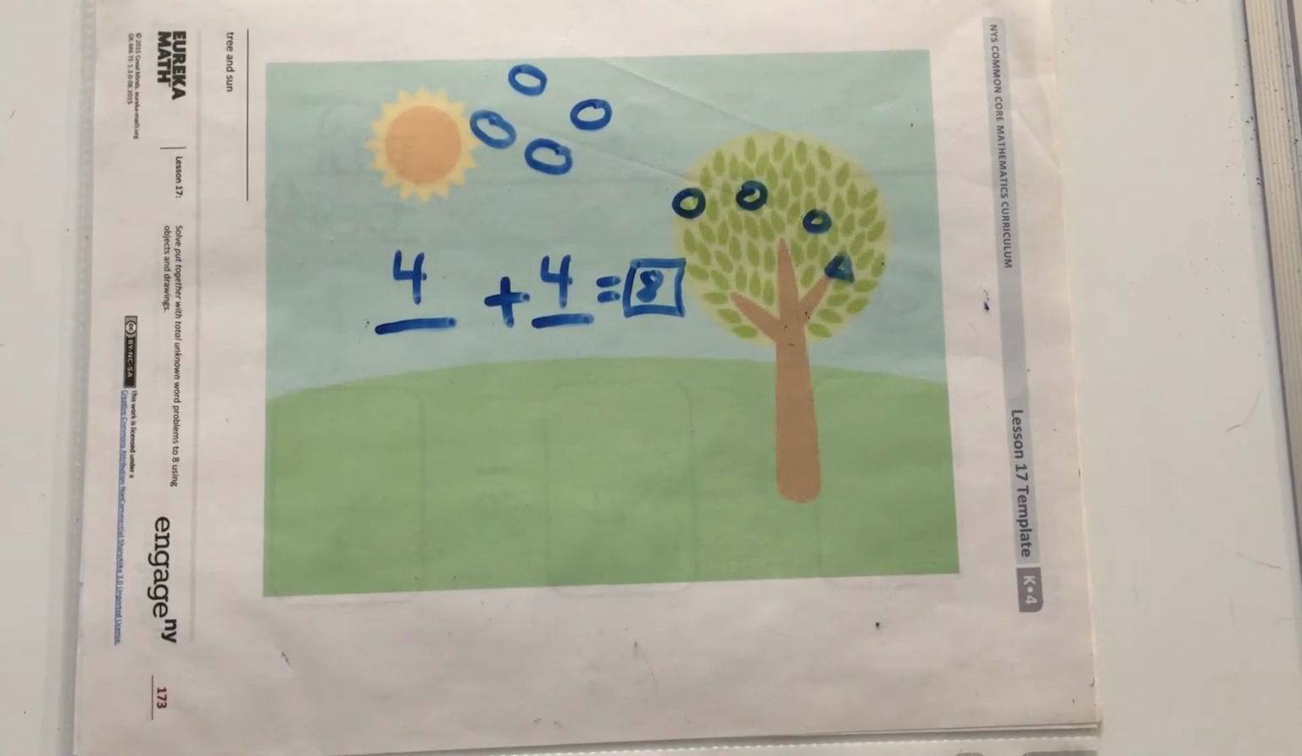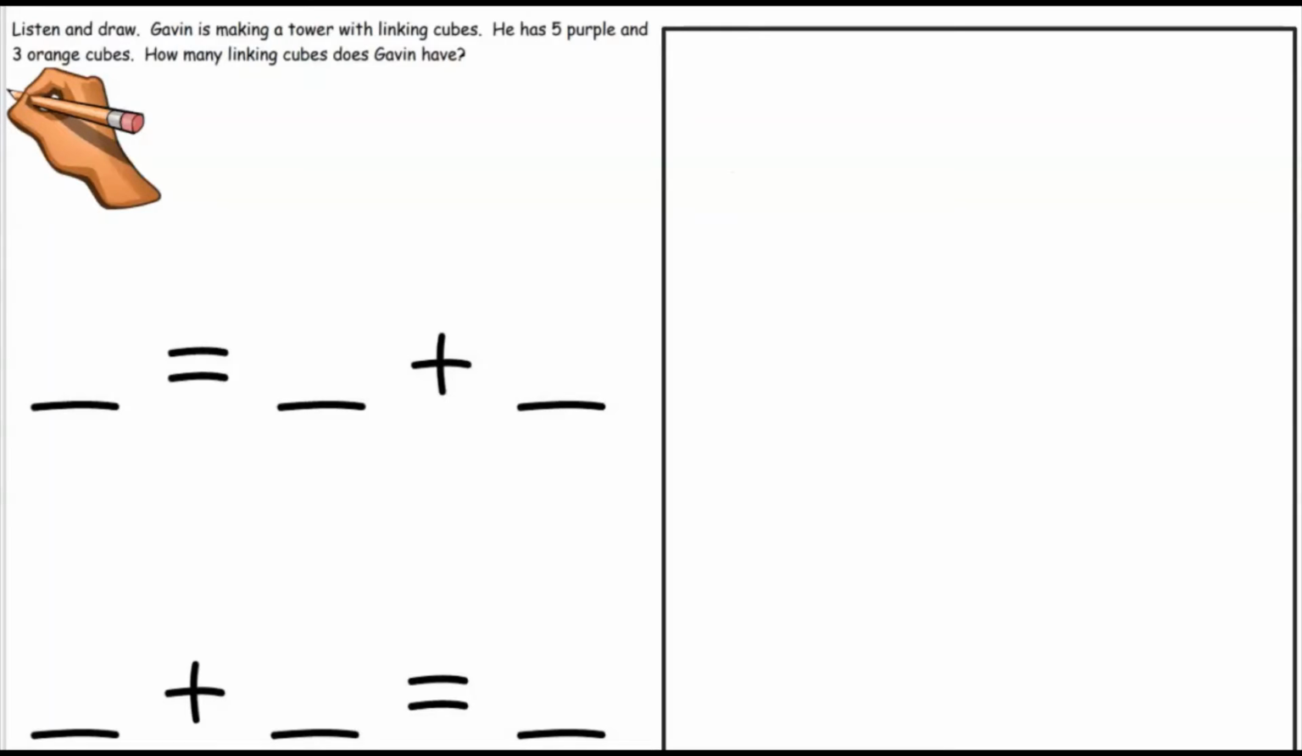Your teacher may pause the video and practice some more stories. When you come back, we'll practice more. Some more practice, and you'll follow along with me. I'm going to read my story about Gavin making a tower, and then your teacher will pause the video. You'll draw the pictures to match the story, and then fill in the number sentences to put the parts together to find the unknown. So here we go.